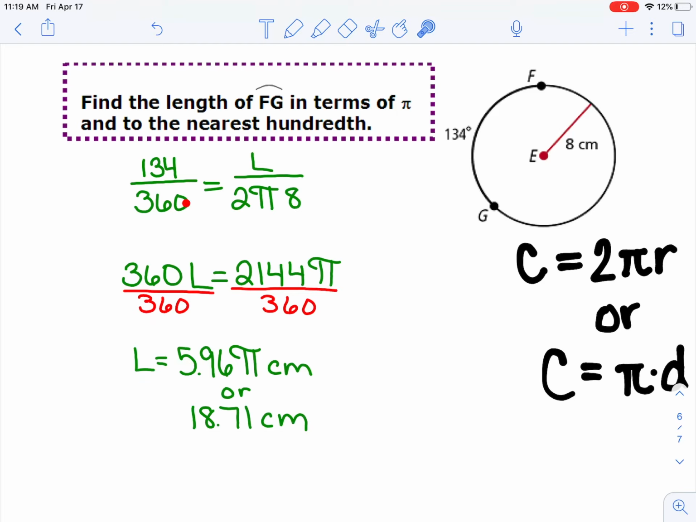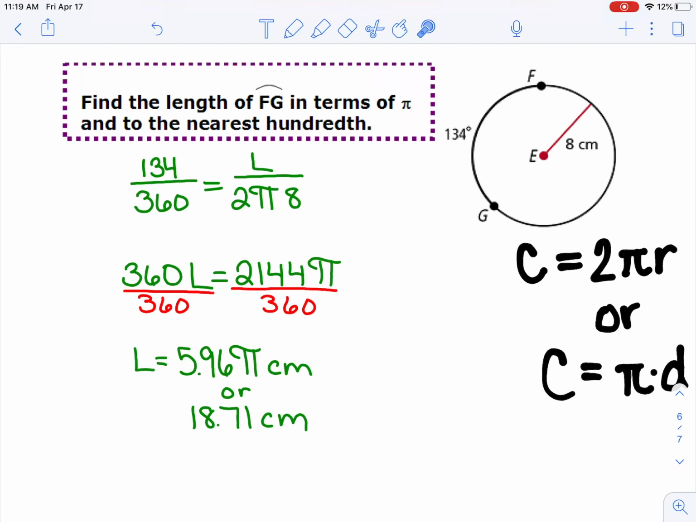From there, we can cross multiply 360 times L and set that equal to 134 times 2 pi times 8. And when you multiply those, you get 2,144 pi. So now we have 360L equals 2,144 pi. And since we're trying to solve for L, we would divide both sides by 360.